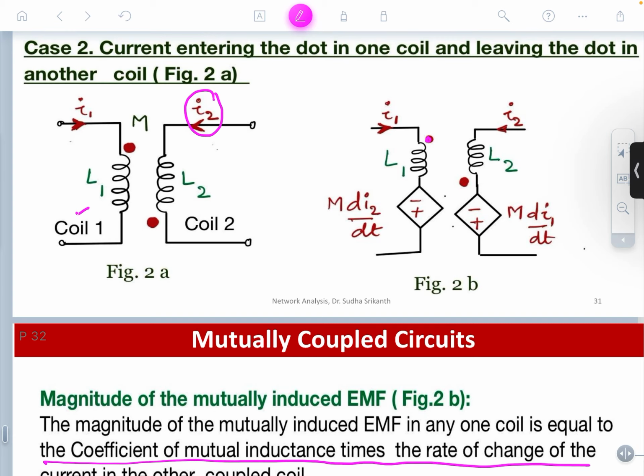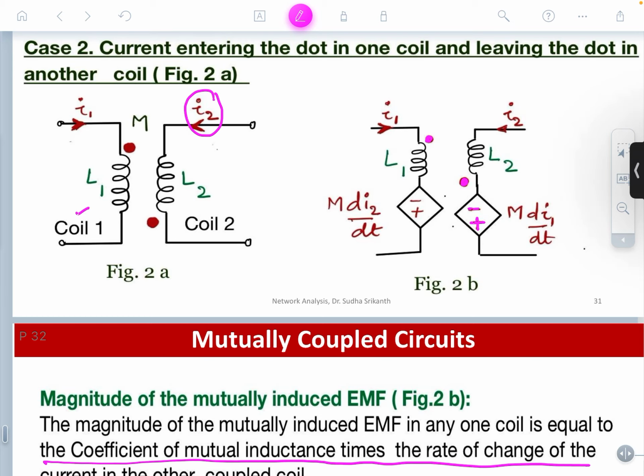Current I1 is entering the dot. We just saw that if the current enters the dot, it will produce an EMF which is positive at the dot of the other coupled coil. Current I1 is entering the dot, and the other coupled coil has a dot at the bottom. So at the bottom end, you put a plus sign, and the other end is negative.